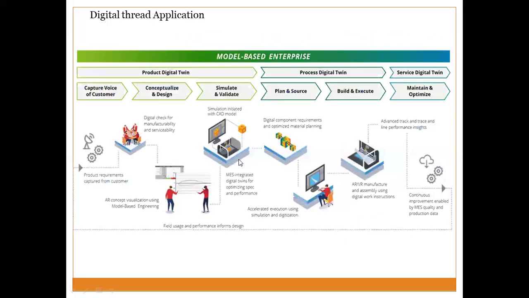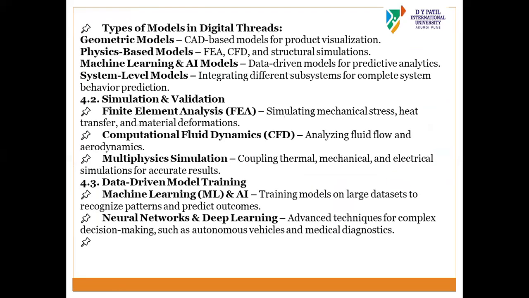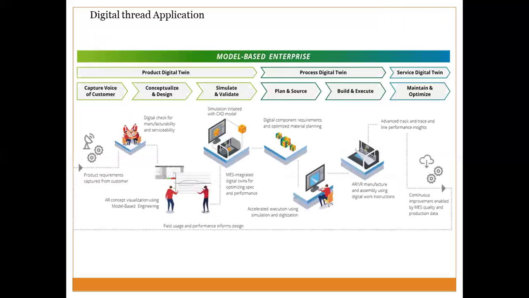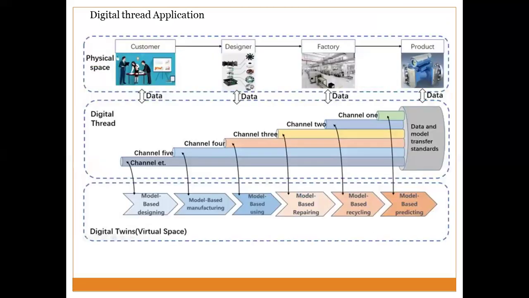We have discussed the different types of digital thread and how we can perform simulations of this digital thread part. Then what are the advantages, and why we are taking up this digital thread part. The next is that different model-based enterprises are available: for single applications, how the product digital twin is functioning, how the process digital twin is working, and how the service digital twin is working. So this is all about digital thread.